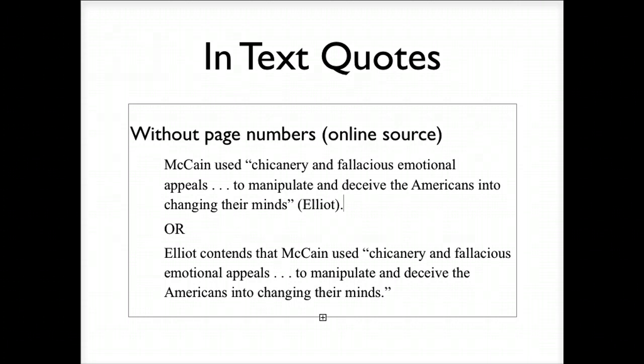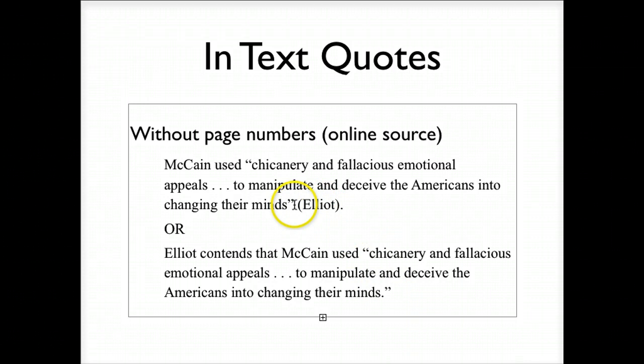So another way you could use a quote is, Eliot contends that McCain used, quote, chicanery and fallacious emotional appeals to manipulate and deceive the Americans into changing their minds, unquote. Notice that at the end of the quote, the period appears inside the quotation marks for this one where you don't have the source listed.